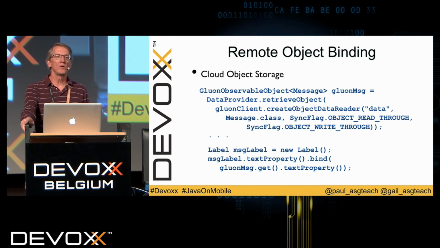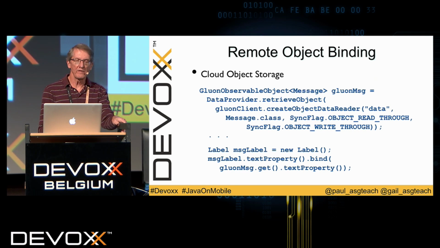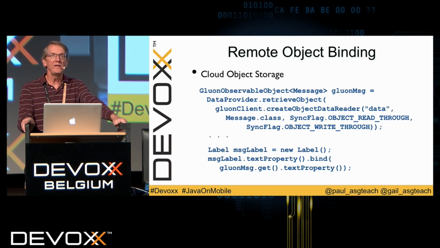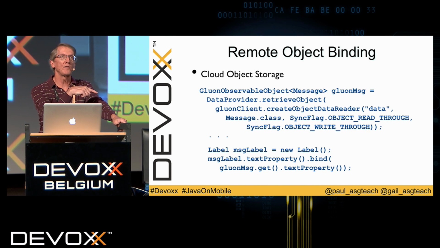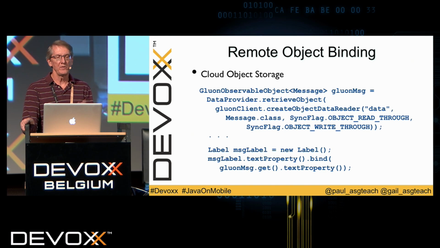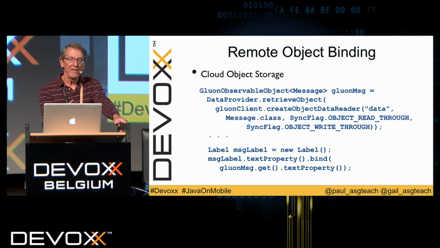Okay, now let's show you how to do remote object binding. The statement that you see here initializes the Gluon observable object that wraps a message object. And this is the message object that we showed you in the demo. And what we did is we used the previously created Gluon client a couple of slides ago to create an object data reader, and we specified the synchronization flags that you see here. And that would be object read through and object write through. We then do a bind API to bind the message's text property to the UI label text property.